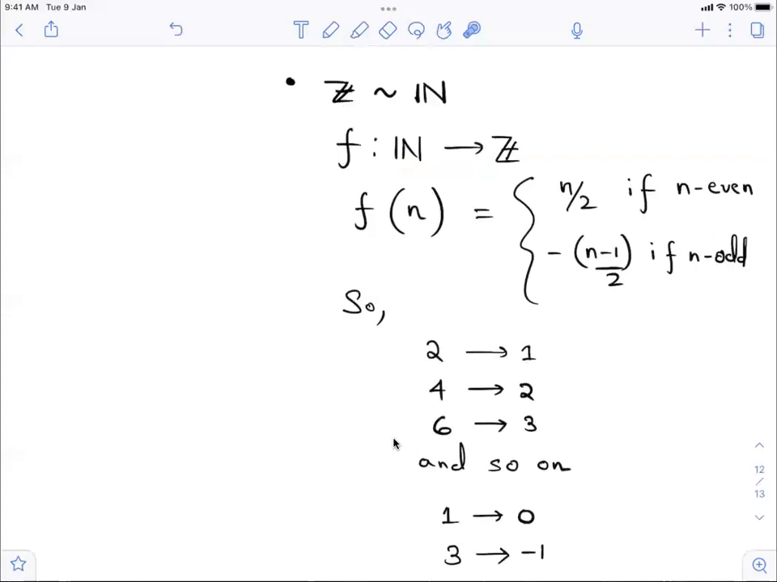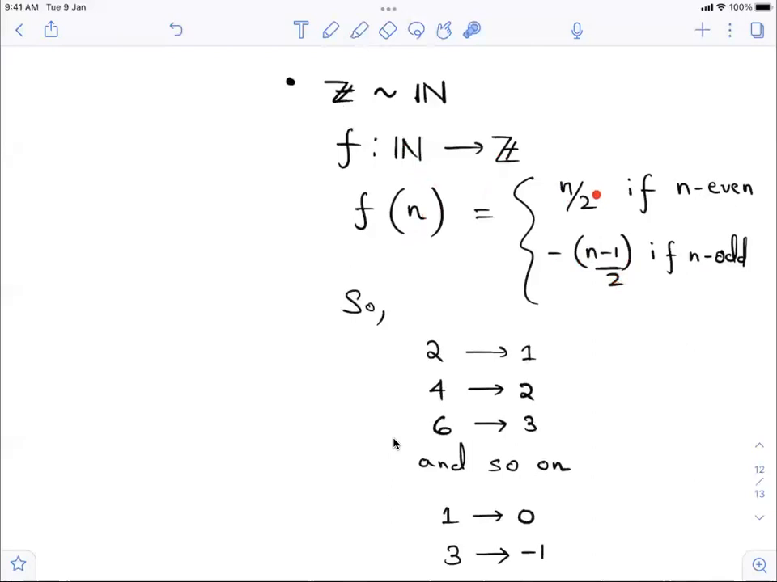So the plan is to map all the even natural numbers to positive integers and odd natural numbers to negative integers in the following fashion. So f(n) is n by 2 if n is even, and f(n) is minus (n minus 1) by 2 if n is odd.